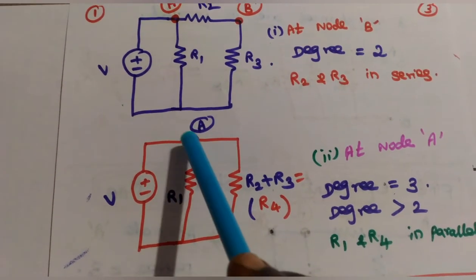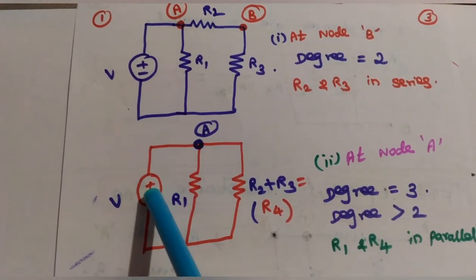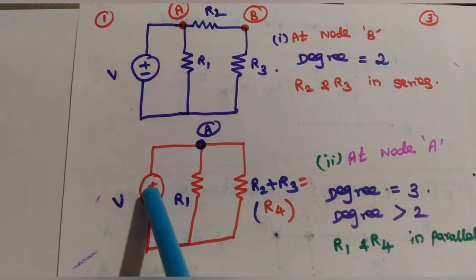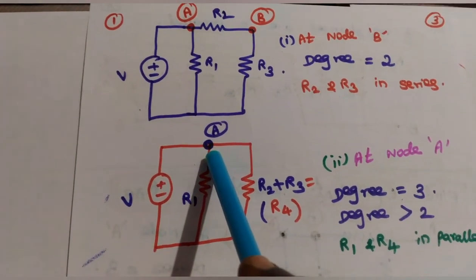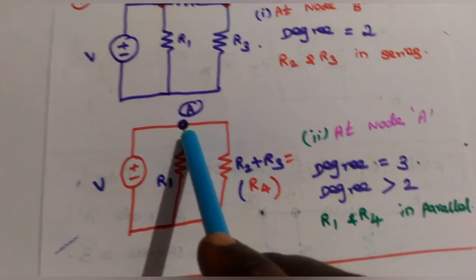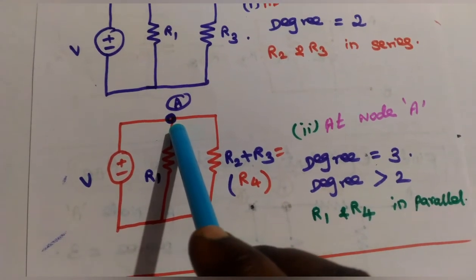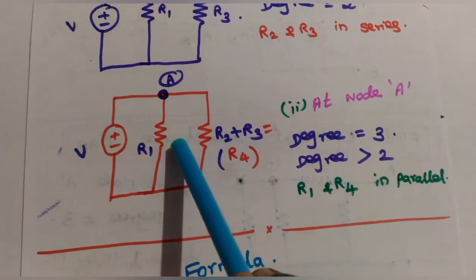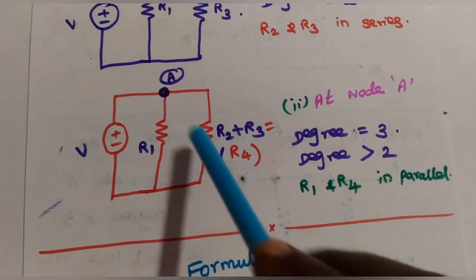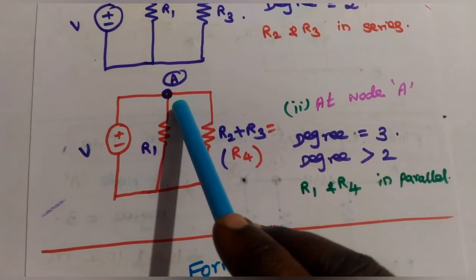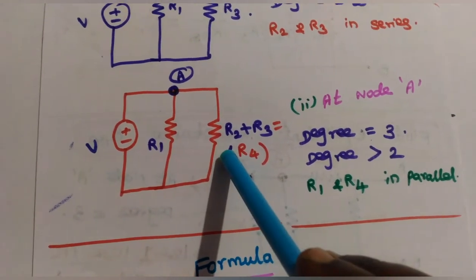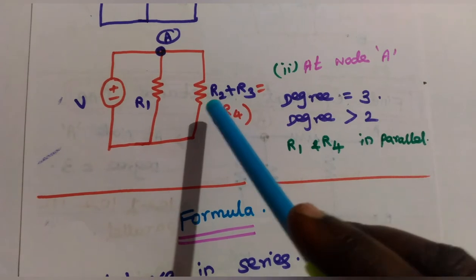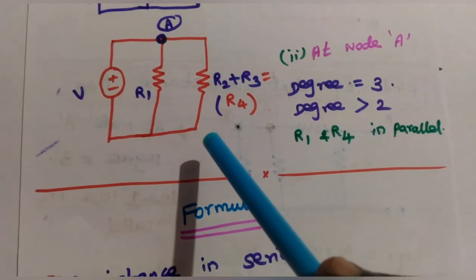Now consider this node A. Here a voltage source, one resistance, and another resistance, three elements, are connected at a common node A. If the degree of the node is more than 2, the elements are in parallel. So R1 and R2 are in parallel, that is, these two elements are in parallel. Why? Because the degree of the node is more than 2, so the elements are in parallel. Again we can apply the formula and simplify the parallel combination of the resistances.